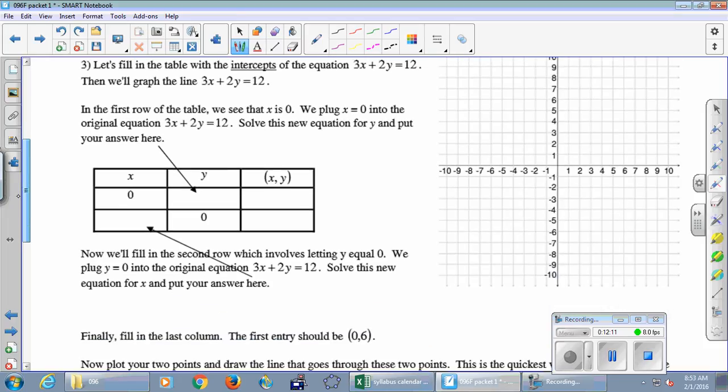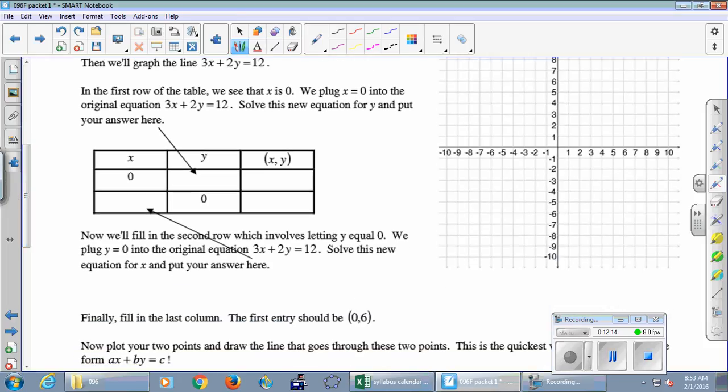So take a look at this blank table here. Notice that I've picked x is 0 and y is 0. I pick 0 and 0 because those are the easiest numbers to plug in. So we're just going to take a look at this equation right here, 3x plus 2y equals 12. And one at a time, we're going to plug in x equals 0 and y equals 0. So for example, if you plug in x equals 0, the equation becomes 3 times 0 plus 2 times y equals 12. Yeah? All we did was plug in x equals 0.